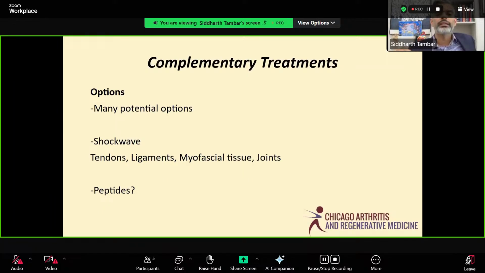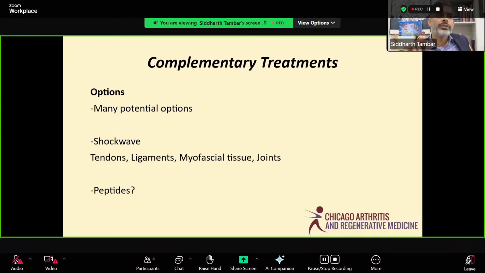Shockwave can be helpful when it comes to tendons and ligaments and myofascial tissue, all of which contribute to joint pain as well. Peptides, interesting. You probably hear about peptides a lot. There's probably some benefit in peptides short term. There's almost no data on using peptides around the time of Regen Med treatments. In theory, they may be helpful in terms of improving blood flow.